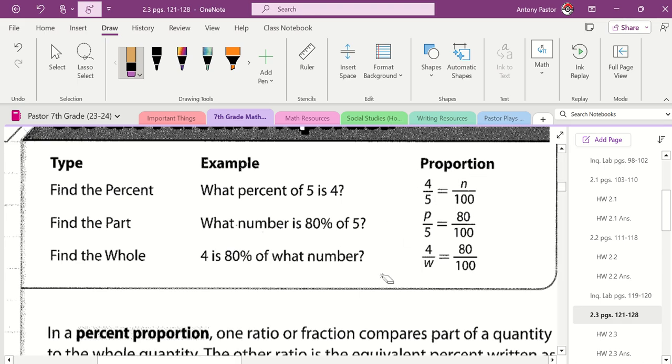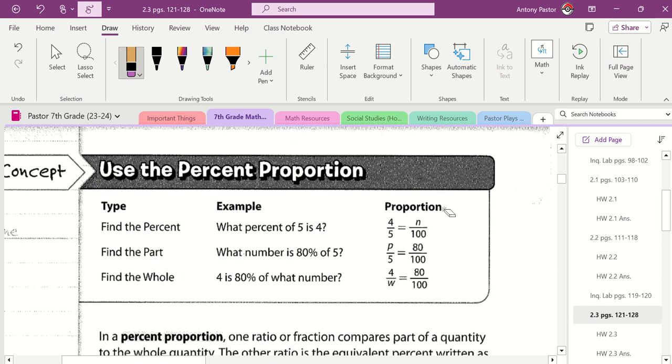I would highly suggest having these in your notebook, especially if you can't memorize these. I'm not even going to lie, I probably don't have these all memorized and probably won't. I'll be referring back to these during this lesson. So please make sure that you put this whole chart into your notes.